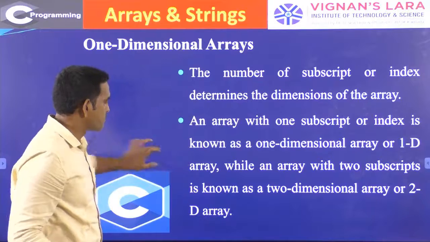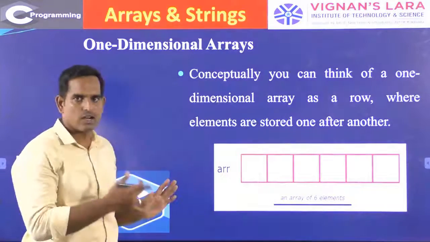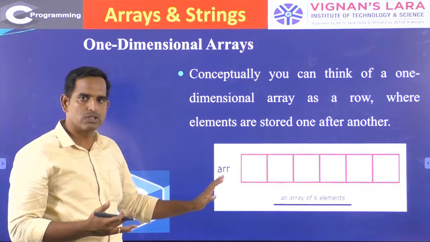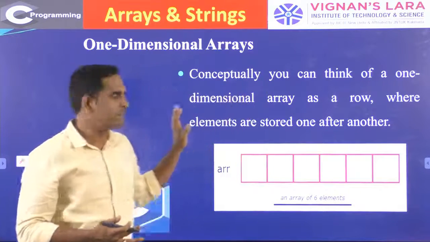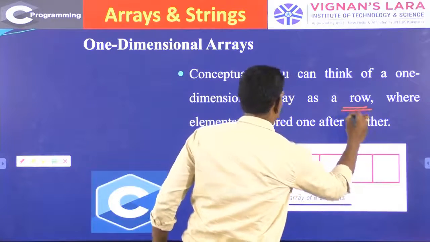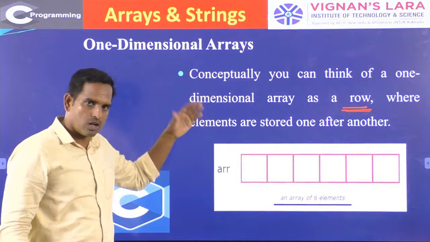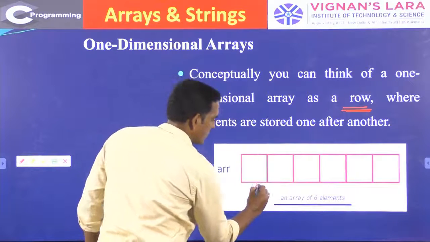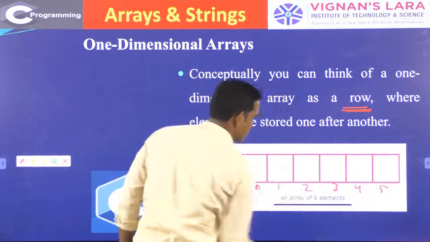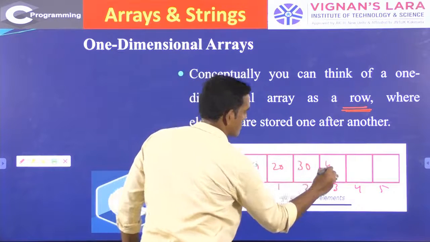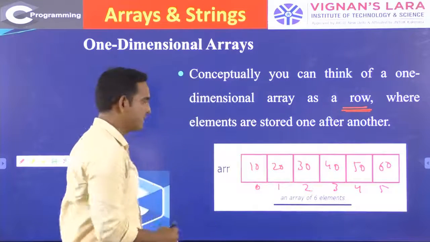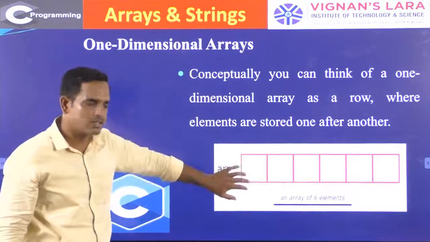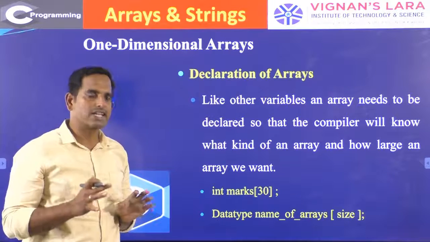Next, how to conceptually visualize these, that is, how your one-dimensional and two-dimensional arrays will be present. Initially, we'll look at the one-dimensional array. Conceptually, you can think of a one-dimensional array as a row where the elements are stored one after the other. All the previous examples you have seen are one-dimensional arrays, with subscripts from 0 to n-1, containing any integer values or any values, stored in continuous memory locations. In the further sessions we will look at how two-dimensional arrays will be present.